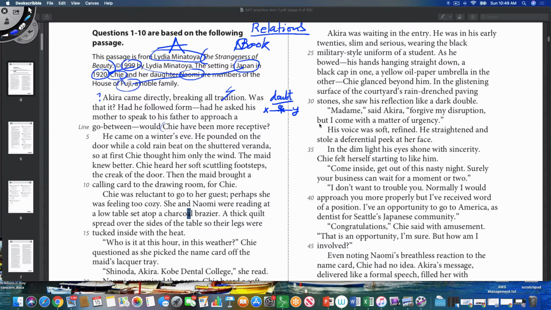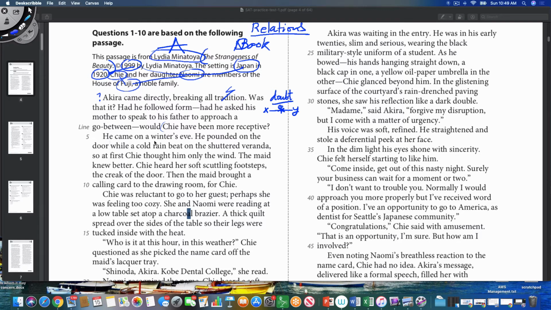Now, I don't know if there's any question about this part. Like, what was Akira's doubt, or what was he having trouble with? How exactly did he break a tradition? But I made this annotation just to help me understand what's going on in this passage.